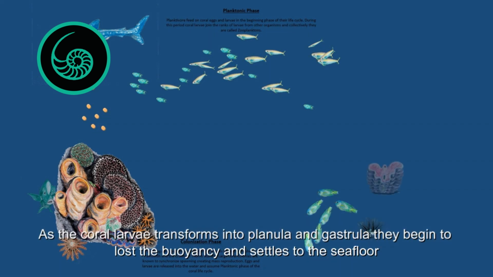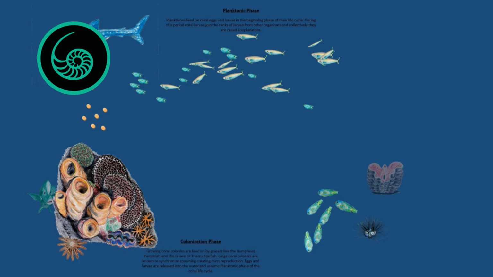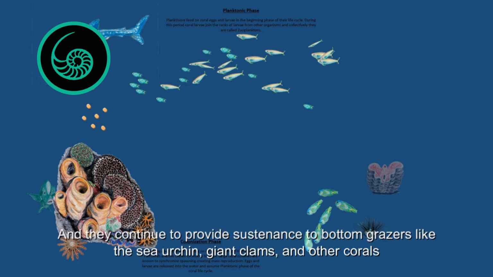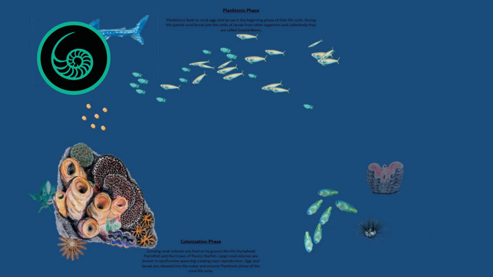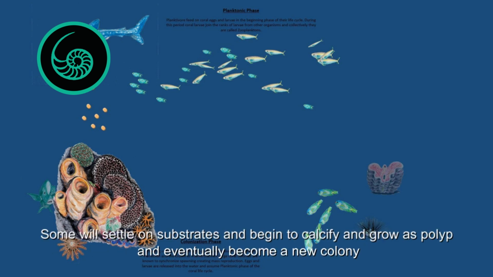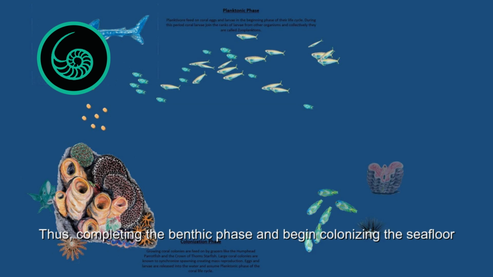As the coral larvae transform into planula and gastrula, they begin to lose buoyancy and settle to the seafloor. And they continue to provide sustenance to bottom grazers like the sea urchin, giant clams, and other corals. Some will settle on substrates and begin to calcify and grow as polyps and eventually become a new colony, thus completing the benthic phase and beginning to colonize the seafloor.